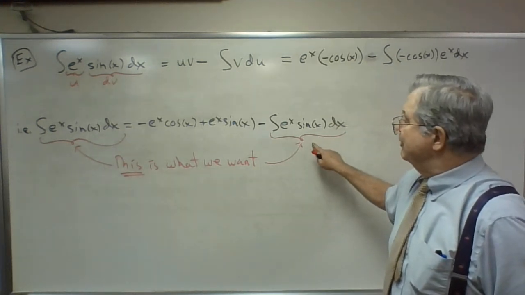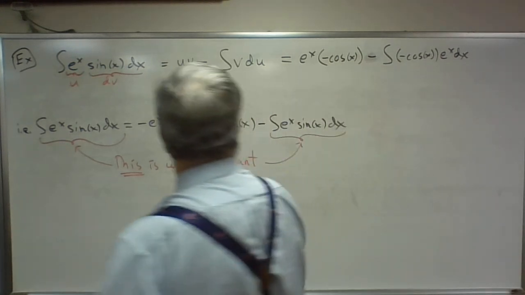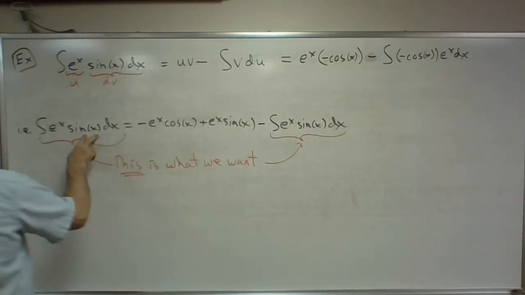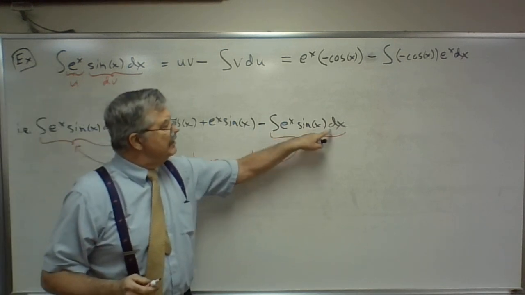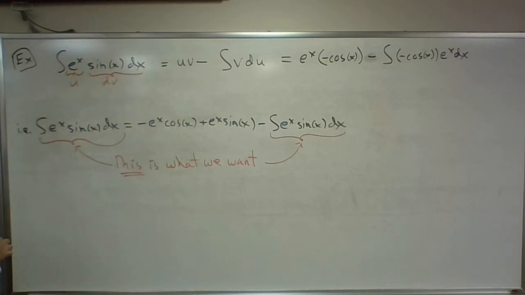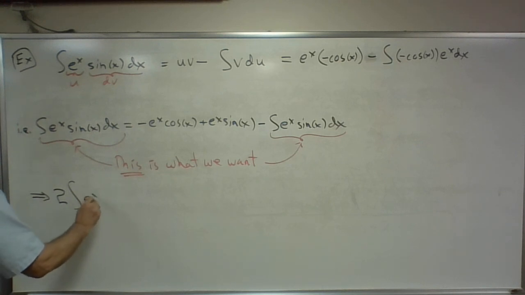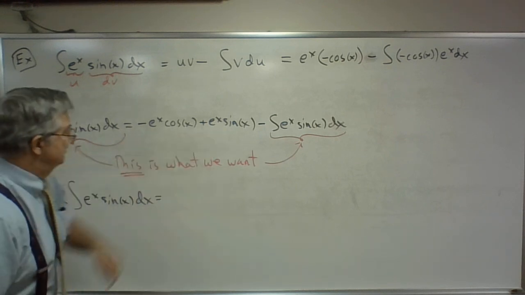Well, here's our x, the integral of e to the x sine of x. That's what we're looking for. So we're going to move this to the other side. We're going to add the integral of e to the x sine of x dx to both sides of the equation. And oh, this is not bad news, this is great news. So now we have 2 times the integral of e to the x sine of x dx equals this garbage.